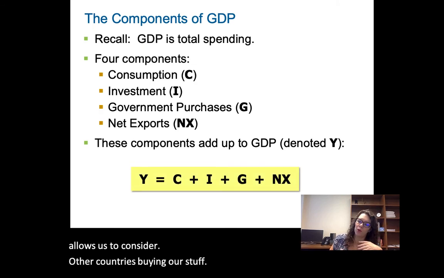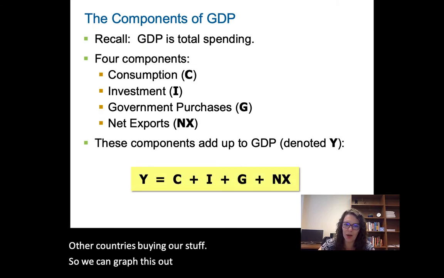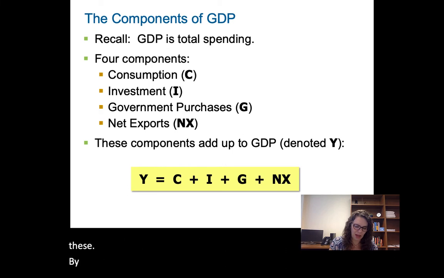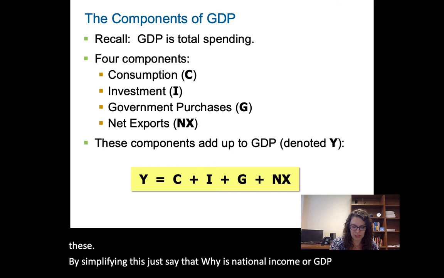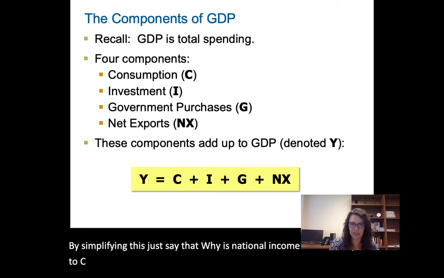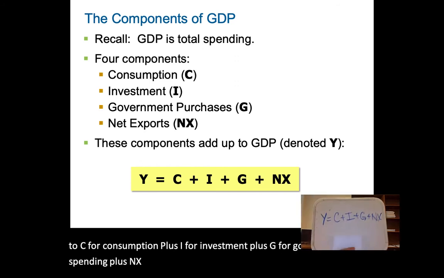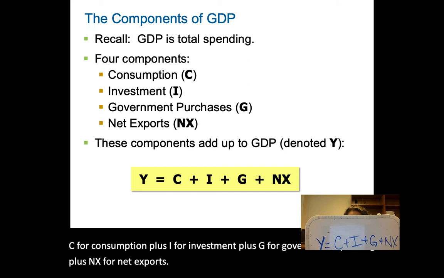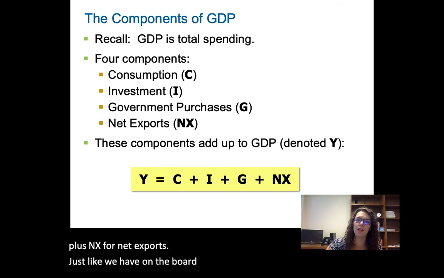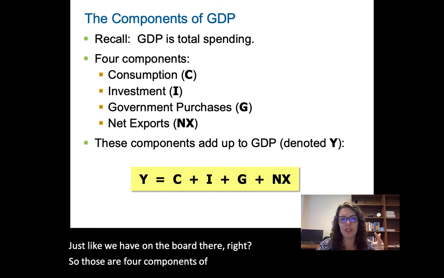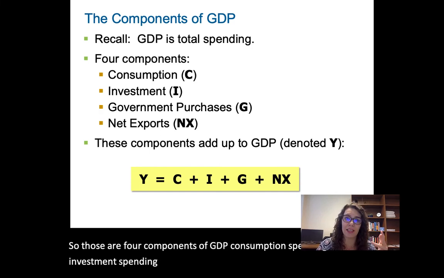So we can map this out alphabetically by simplifying this to say that Y, national income, or GDP, is equal to C for consumption plus I for investment plus G for government spending plus NX for net exports. Just like we have on the board there, right? So those are our 4 components of GDP: consumption spending, investment spending, government expenditure, and net exports.